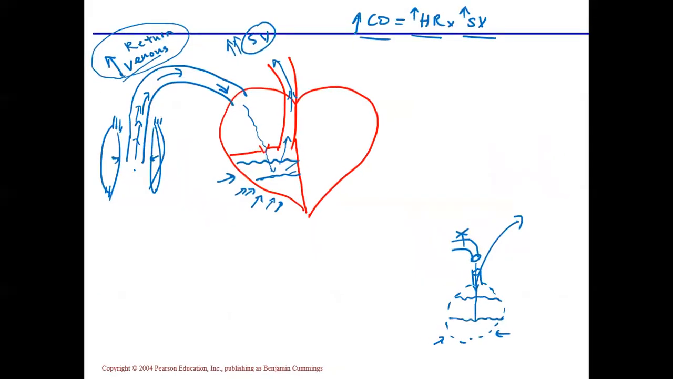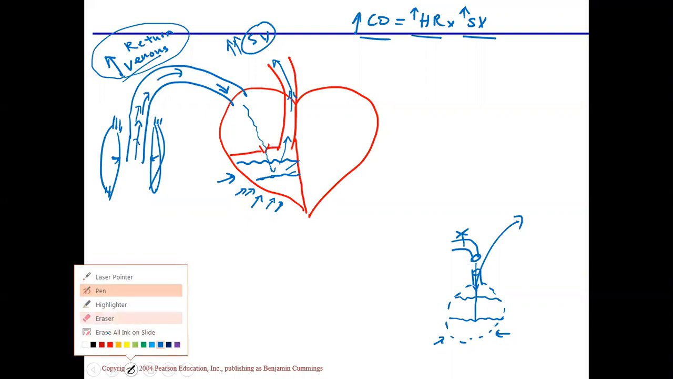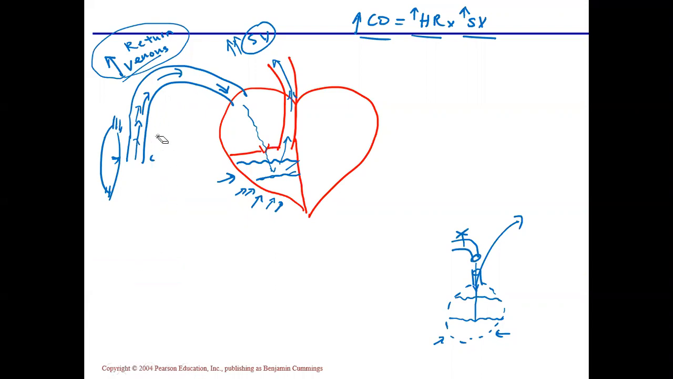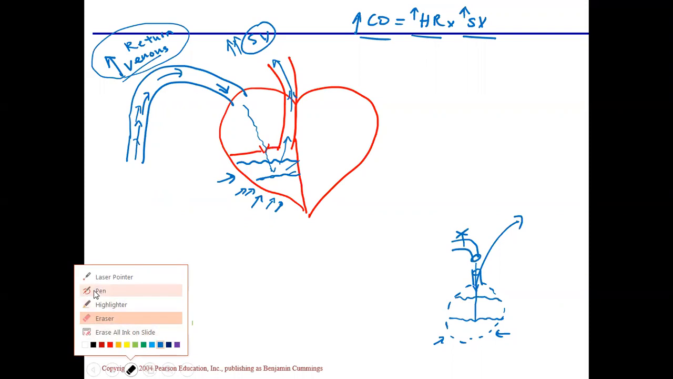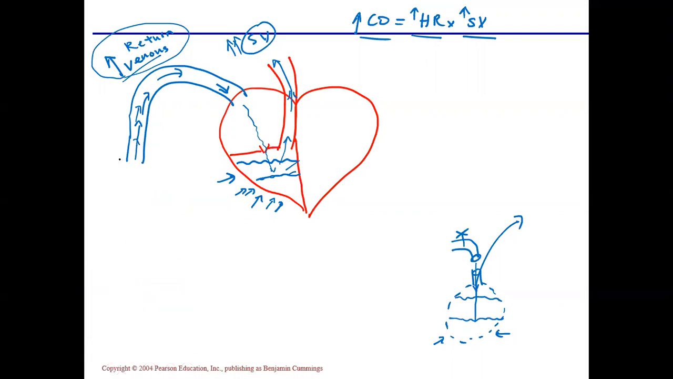So now, if we go ahead and take a look at another scenario, it helps us understand the material by looking at a few other scenarios. And again, learn the concept. So if I give you a different scenario, you can function. What if a person is losing blood?